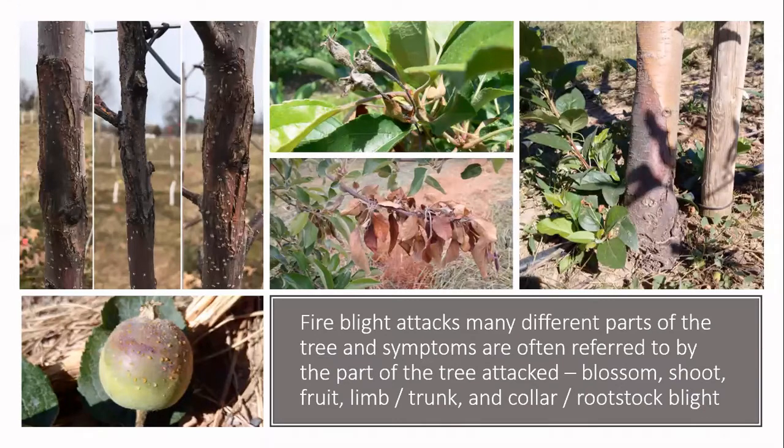The fire blight pathogen can actually attack many different parts of the tree, and the symptoms are also often referred to by the part of the tree which is attacked. So for example, blossom, shoot, fruit, limb, or rootstock blight. In the next slides, I'm going to talk about each individual part of the tree and how these symptoms are expressed.